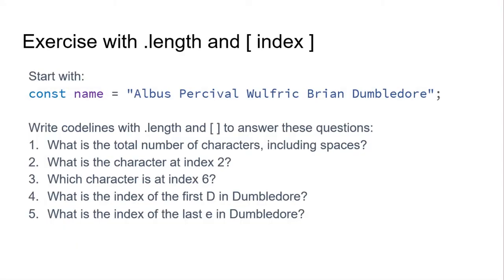Cool. I think you should try something like these. Take this short and easy to remember name, create this variable const name, say Albus Percival Wulfric Brian Dumbledore with spaces and everything, and then write some lines that will help you answer these questions. What is the total number of characters including spaces? So you can just write something like, let me show you how you can do this. Total number of characters including spaces.